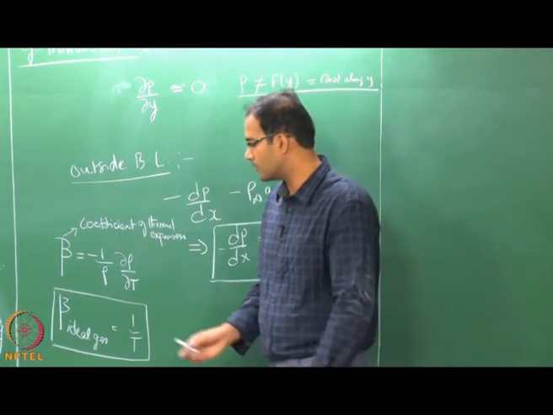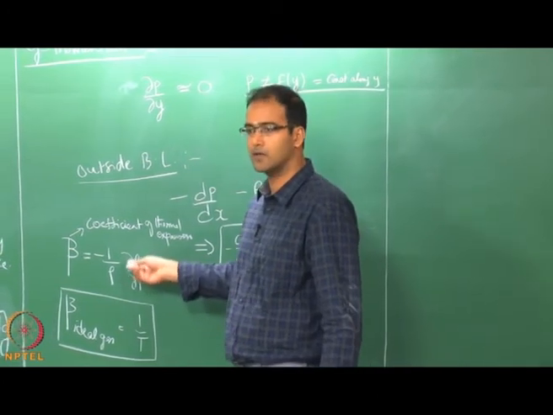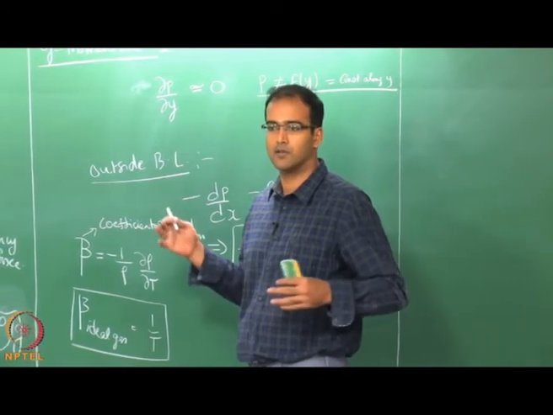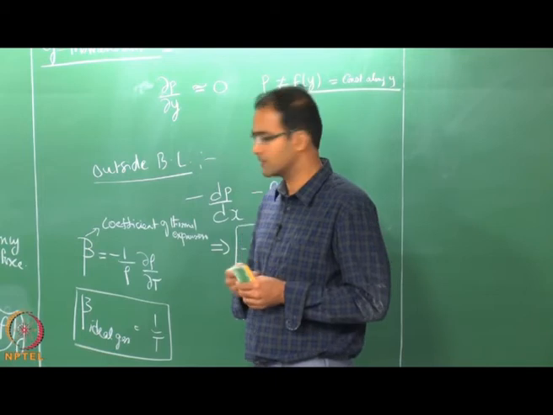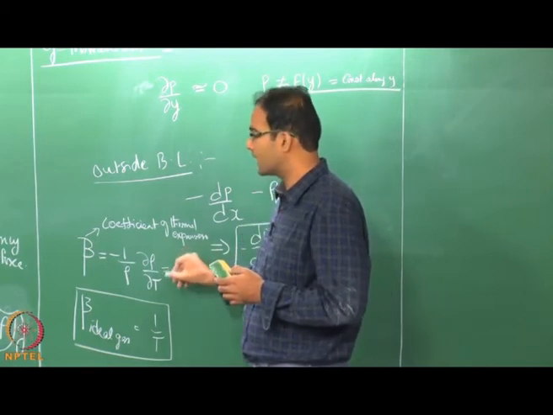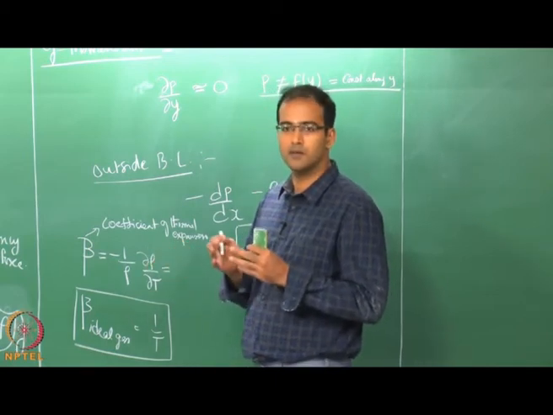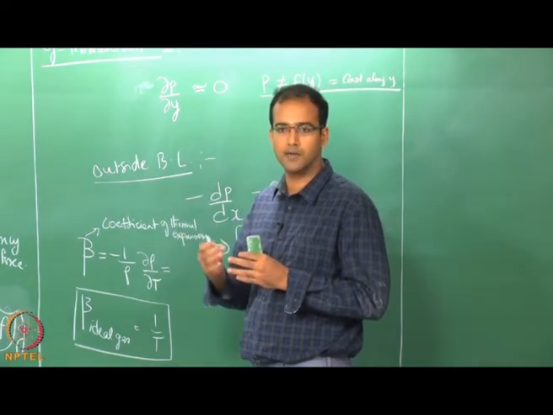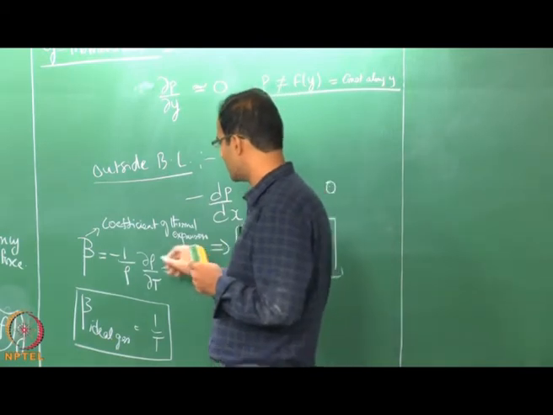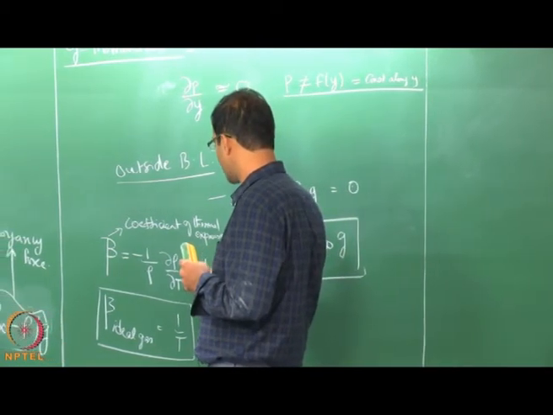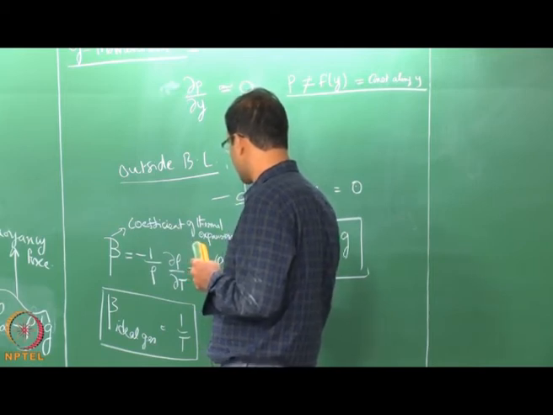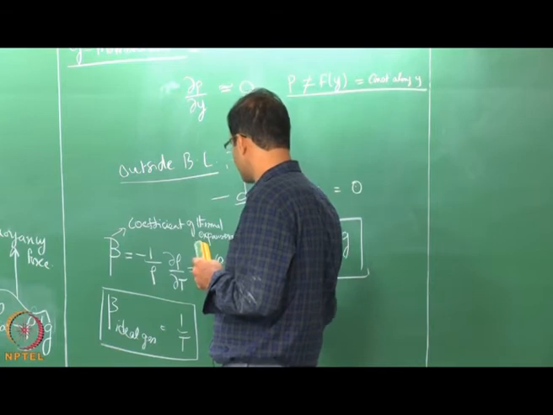So, therefore, now if you use a simple finite difference, assuming a linear variation of density with temperature, and you want to calculate the variation from some reference temperature T infinity to the actual temperature T, how will this look? You have minus 1 by rho, rho minus rho infinity divided by T minus T infinity.